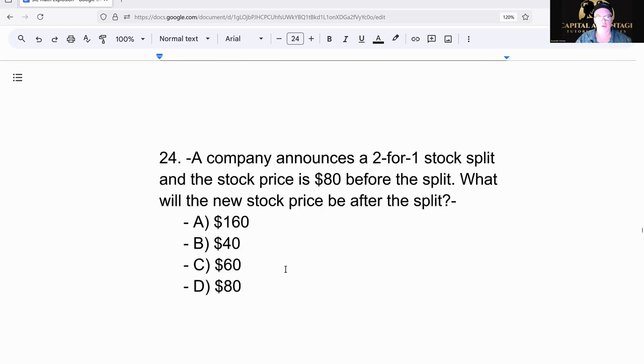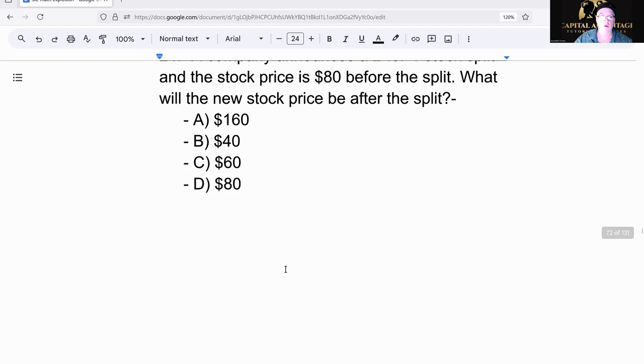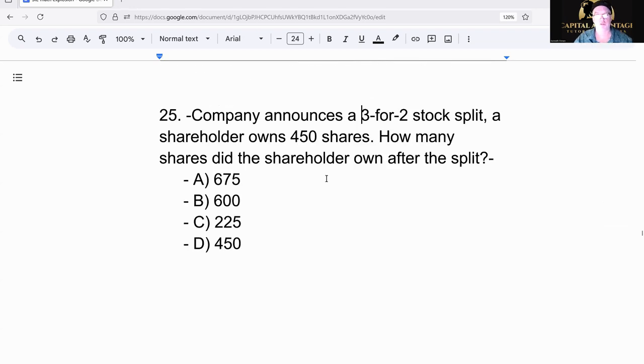All different types. So 2-for-1 split. We're going to do 2 divided by 1 equals 2. We're going to do 80 divided by 2 equals good old 40.